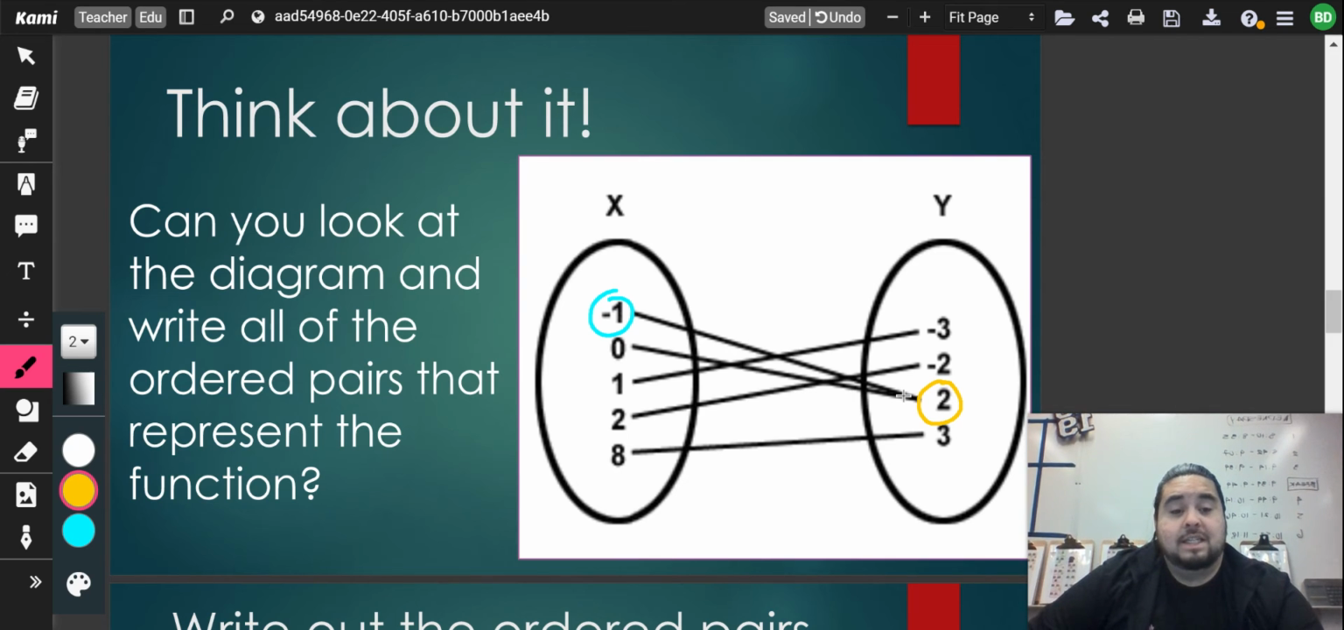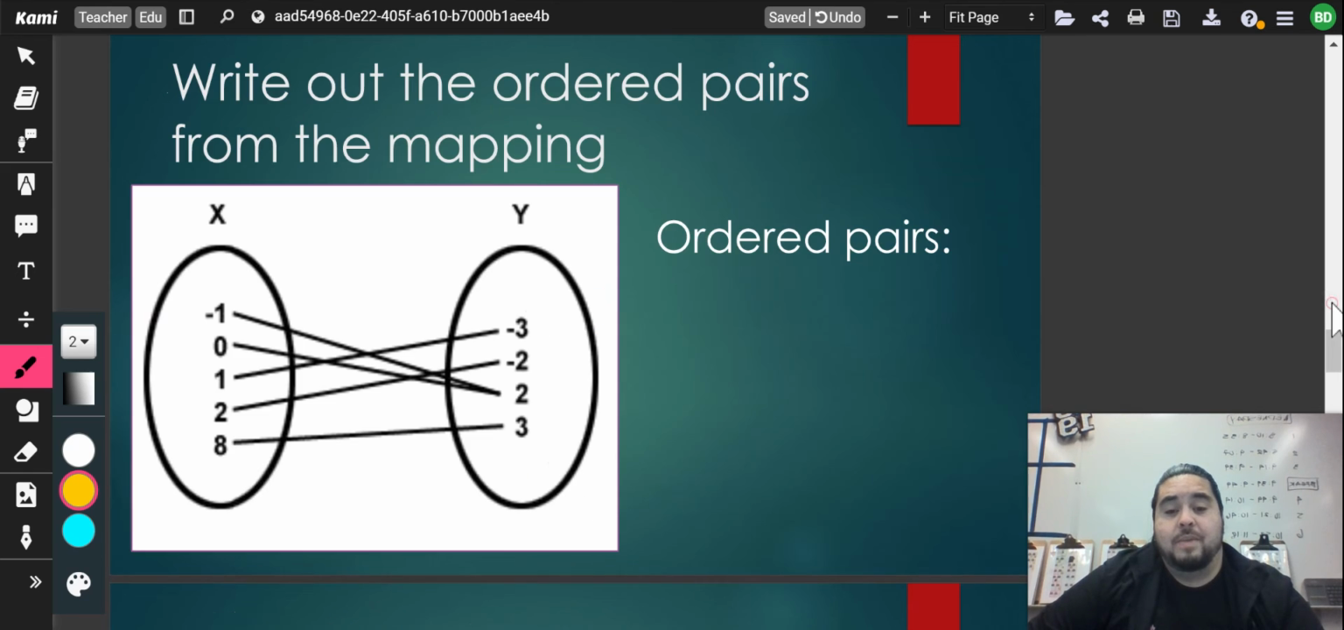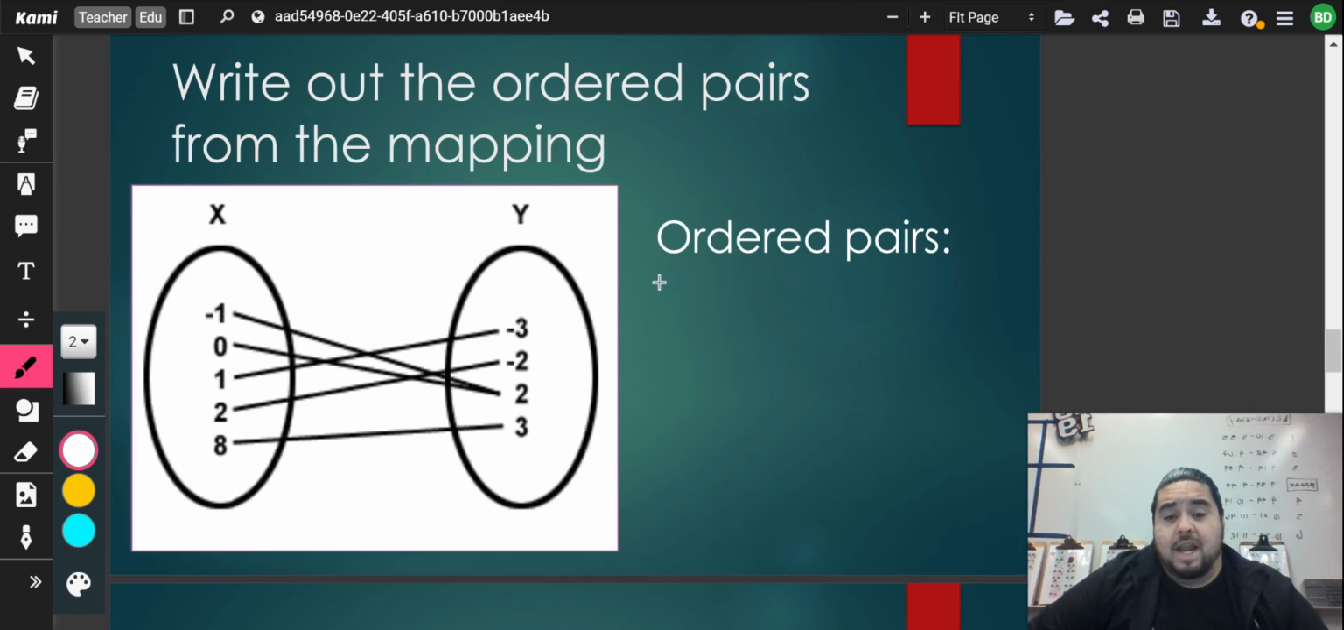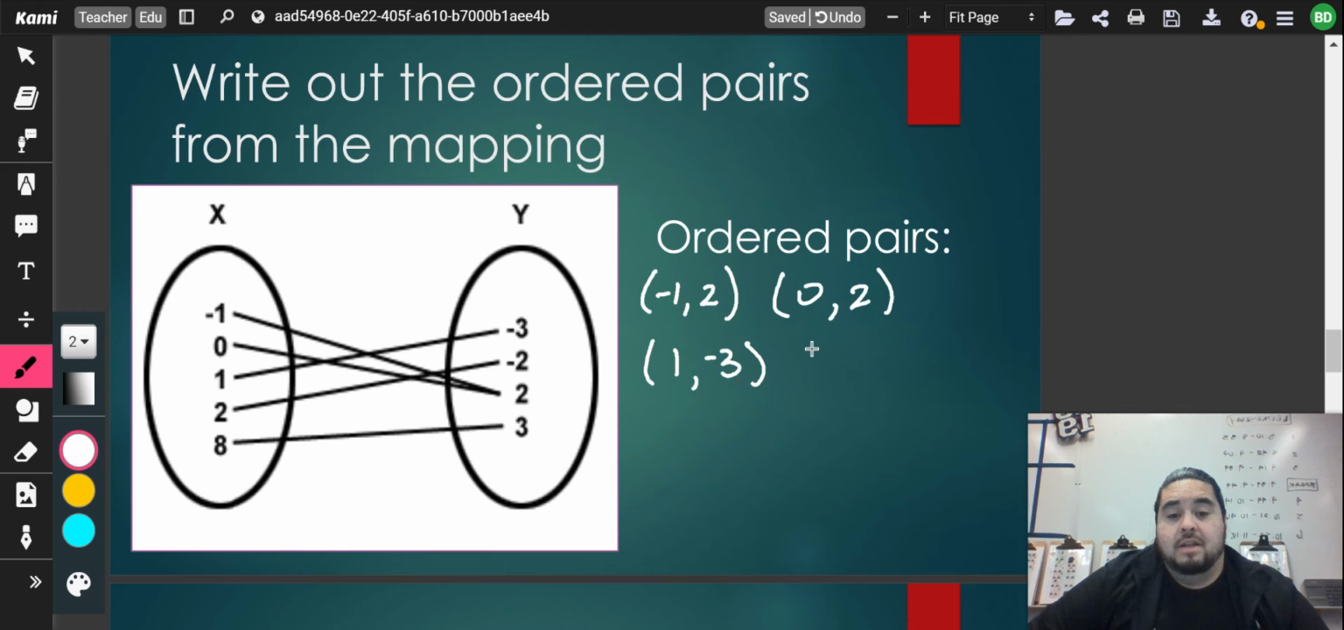So we're just going to go through this list, and we are going to write down all of the coordinate pairs based on the relationship of the mapping. So of course we'll start with that first one, which we just discovered, which was -1, 2. And then we're working our way down the elements in the domain, so down the x's. So the next one we have 0, and 0 is connected to +2. Then you have 1, and 1 is connected to -3. And then you have 2, and 2 is connected to -2. And then you have 8, and 8 is connected to 3.